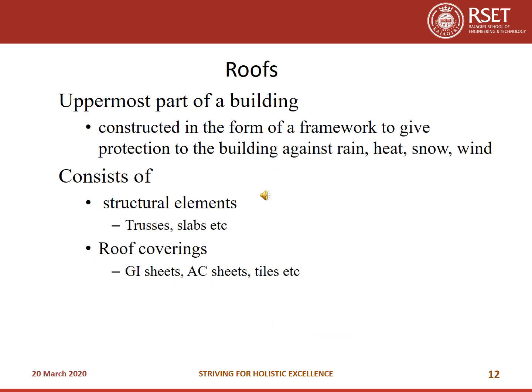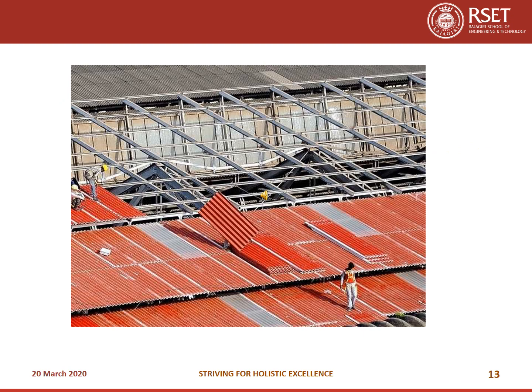Next comes the roofs. As you all know, it is the uppermost part of a building constructed in the form of a framework to give protection to the building against rain, heat, snow and wind. The figure is shown in the next slide. It consists of structural elements including trusses, slabs. Above that we place the roof coverings, that is GI sheet, AC sheet, tiles, etc. Here you can see the structural elements. Above that we place the roofing materials.